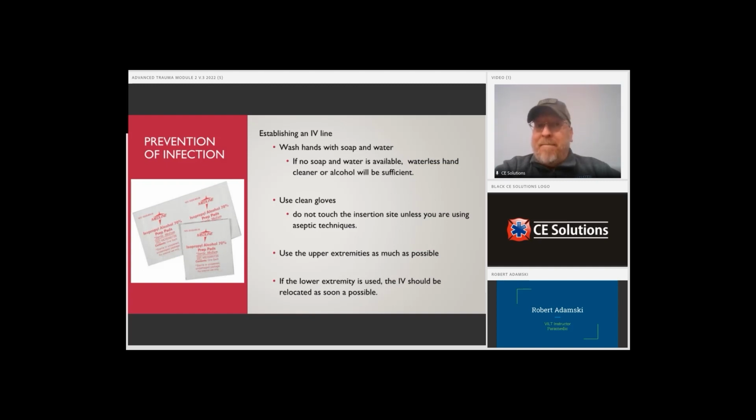From a practical standpoint, one, make sure you wash your hands and you're wearing PPE, because not only are patients icky, but you could be icky, all right, and you don't want to give whatever you have to your patient.